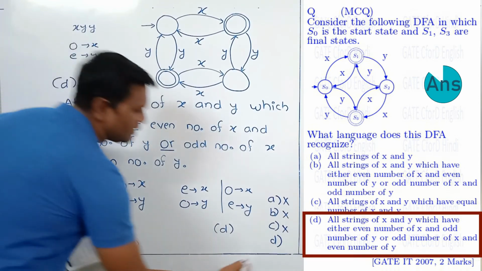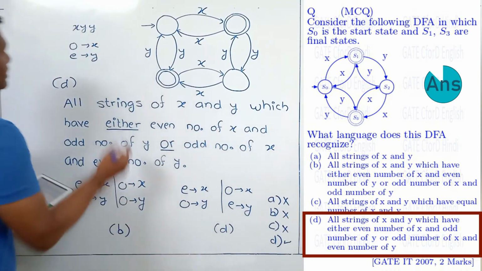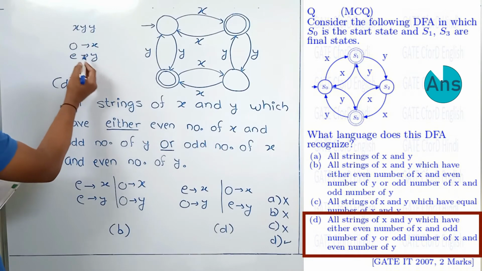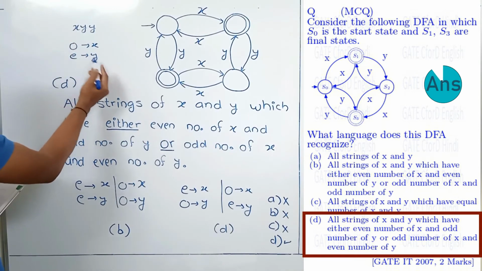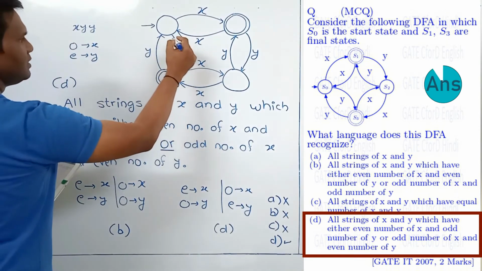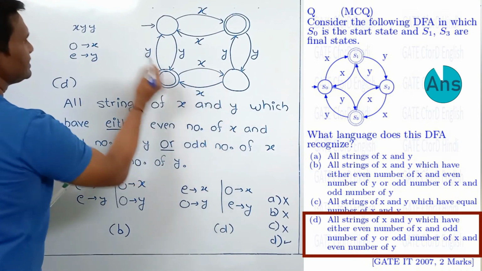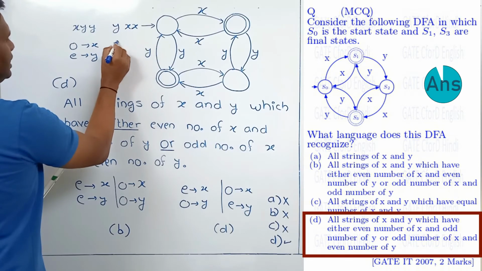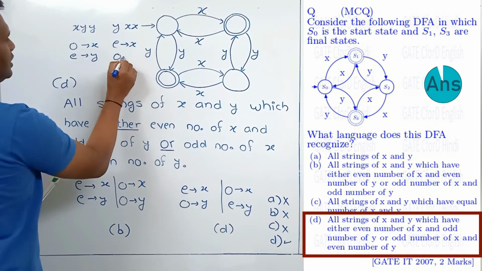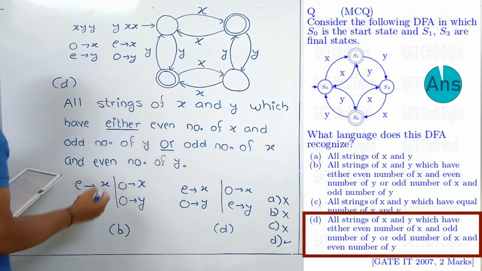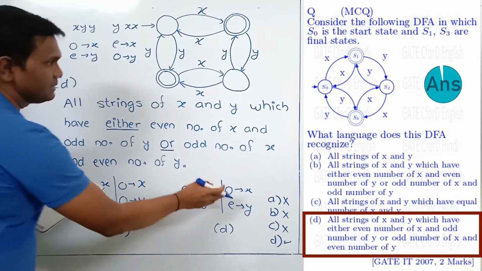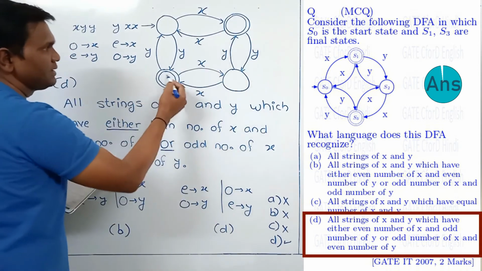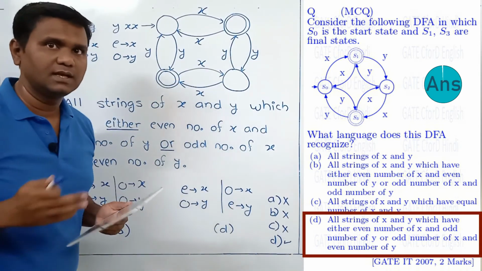Option D is the correct option. String xyy has odd number of x, even number of y. If we consider yxx, it has even number of x and odd number of y. So these two types of strings are accepted. There are two final states. Option D is the correct answer.